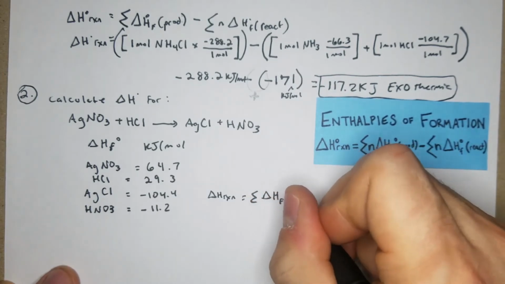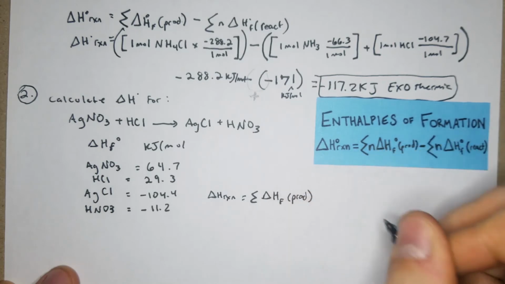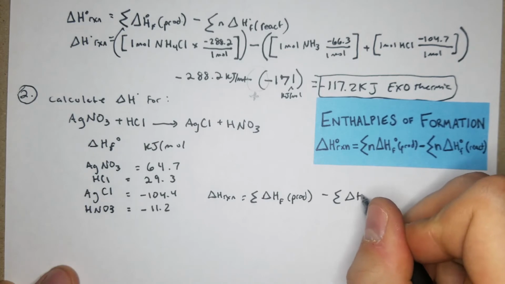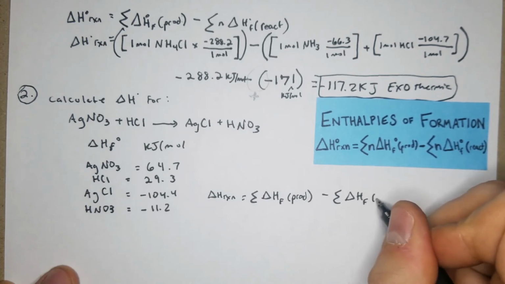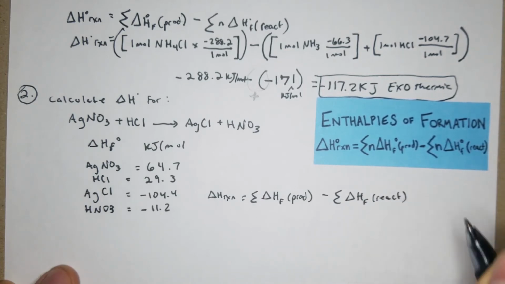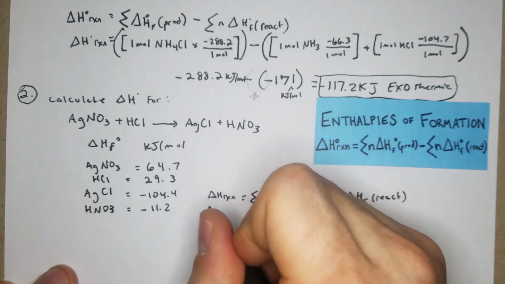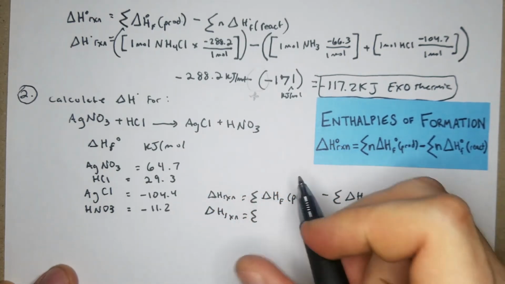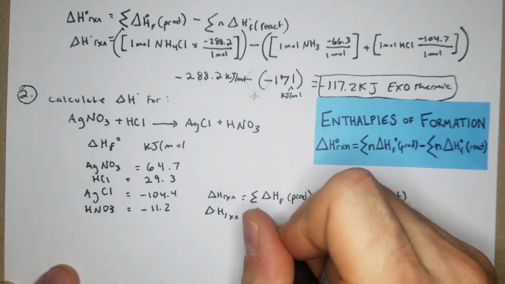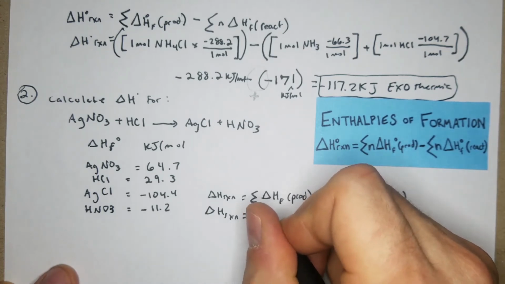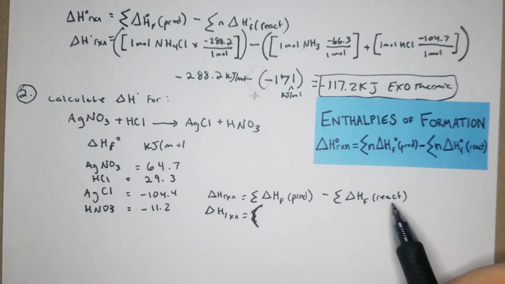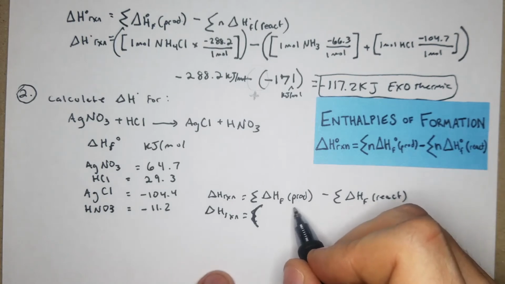And I'm kind of simplifying this just a little bit, but products minus H of reactants. Now we'll just throw it in. Delta H of the reaction, the enthalpy of formation, is going to equal, again, I like to just do the brackets when I can. This time we're going to have two reactants and two products. So we'll start with the product side.